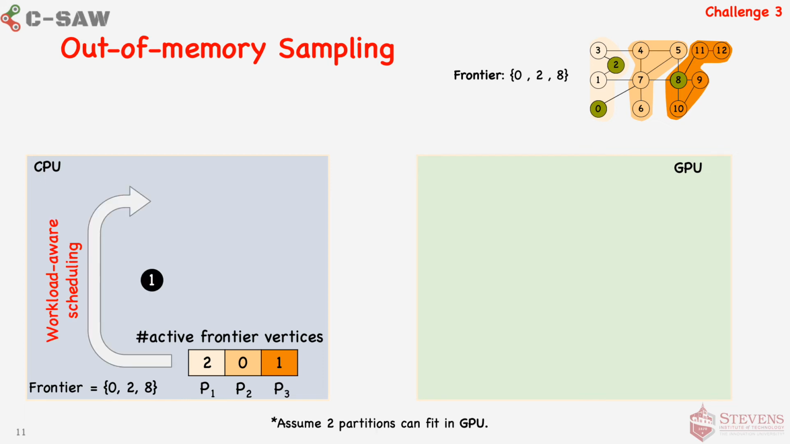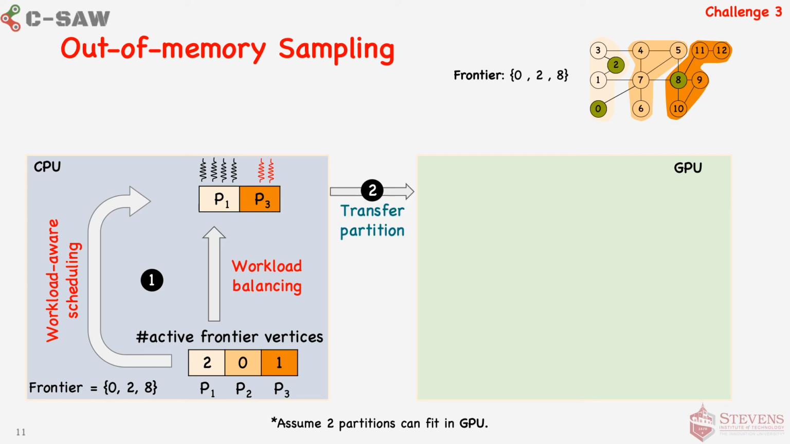Our first optimization, workload-aware scheduling, determines which partition to sample based upon the workload. The partition with higher workload is scheduled earlier, as it helps to reduce the overall partition transfer to the GPU. Assuming we can only sample 2 partitions, we select P1 and P3 for sampling. Our next optimization, workload balancing, allocates computation resources based upon the workload. As the ratio of workload is 2:1 for P1 and P3, the computational resources are also allocated in the ratio of 2:1. Then the partitions are transferred to the GPU side for sampling.